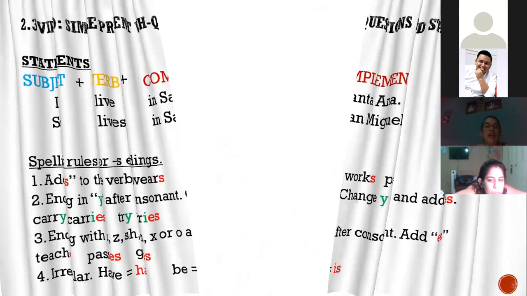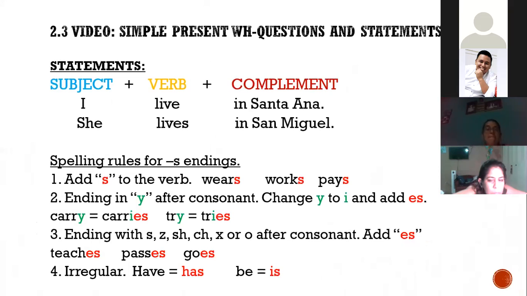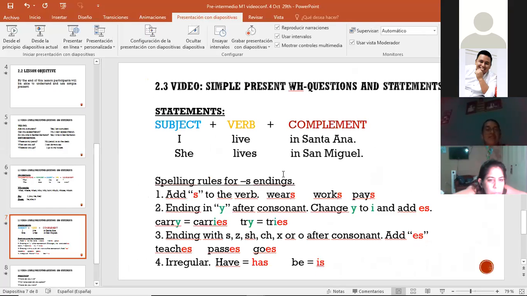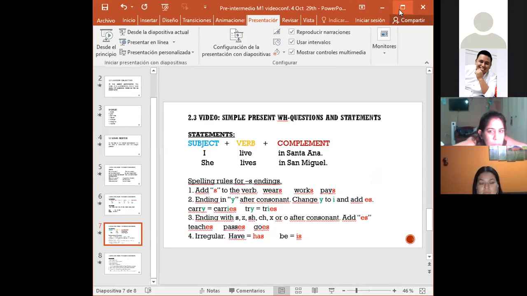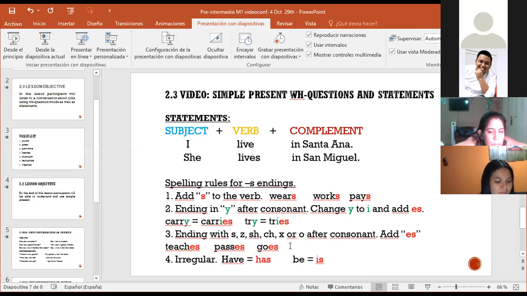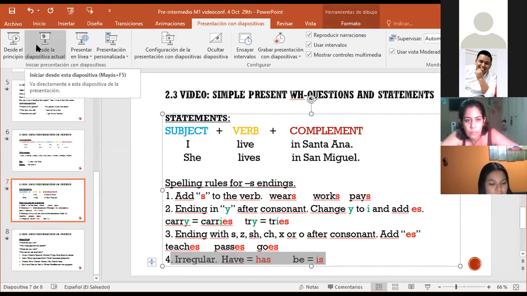Disculpe, teacher, ¿puede subir esa última presentación que el número 4 no lo pudimos ver? Bueno, yo no lo pude ver. Thank you. Ok, ahorita cierro la cortina, permítame. Ok. Por aquí lo vamos a tener que minimizar, right? Solo regáleme un segundito. Ok. Hoy sí, aquí lo tengo. ¿Lo alcanza a ver, Claudia? Yes. Yes. Thank you. Ok, you're welcome. Igual se lo voy a mandar al grupo para que lo practiquen, ¿verdad? Irregular have equals has. Be equals is, right?